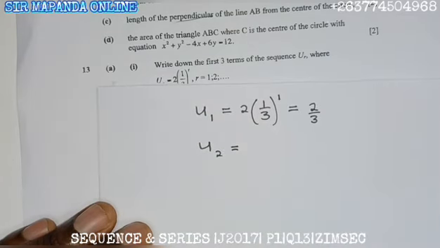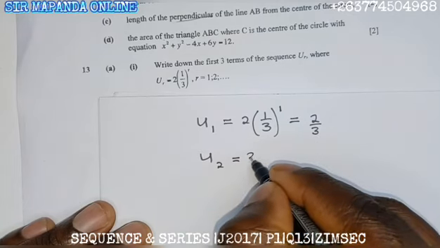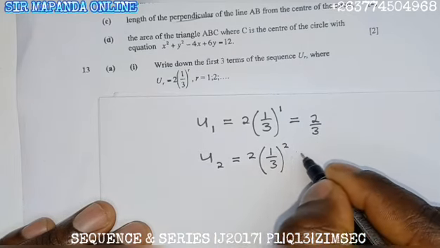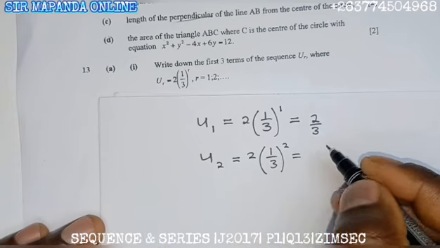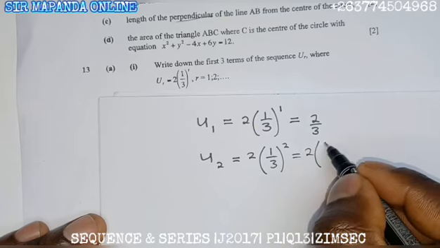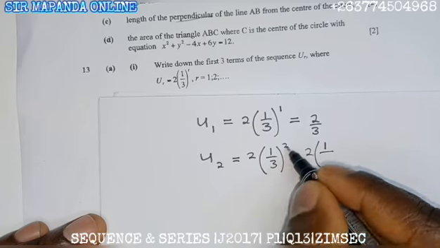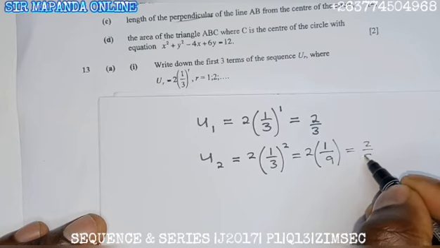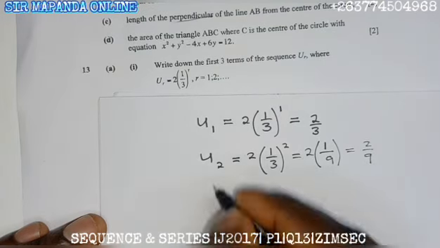Then the second term is U2. To find U2, you put 2 on r, so it's 2 open bracket 1/3 to the power of 2. This can be simplified as 2 open bracket 1 squared is 1, 3 squared is 9. So this can be simplified as 2 over 9.